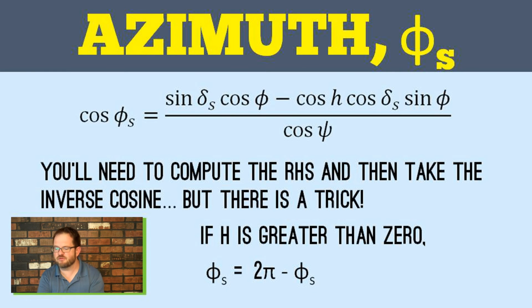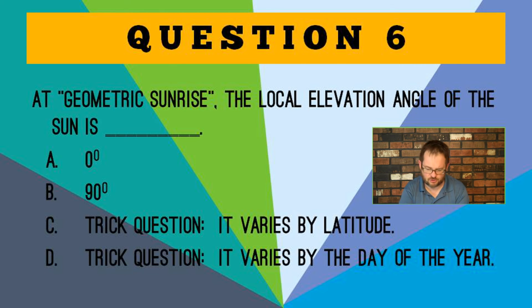Now, before we move on to the next step, I do have a couple of questions for you. This is, again, just continuing the question numbering throughout this module. Question 6. Geometric sunrise. At geometric sunrise, the local elevation of the sun is 0 degrees, 90 degrees, or is this a trick question? We can't answer this question because the elevation angle of the sun at geometric sunrise varies by latitude? Or is it a trick question because the local elevation angle of the sun at sunrise varies with respect to the day of the year?